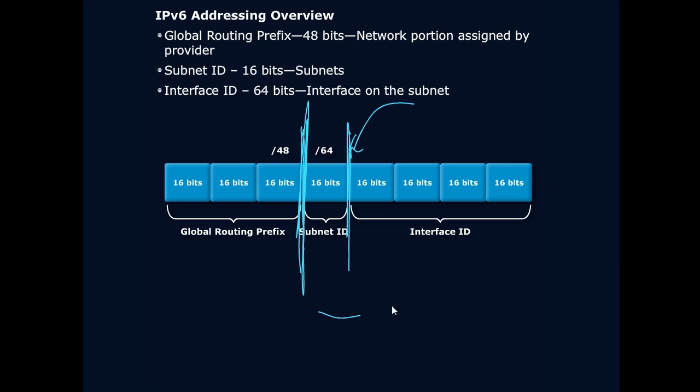Last but not least is the last 64 bits. The last 64 bits is actually the interface ID, and this is going to be our unique identifier on our networks. Think about that for a moment. I'm going to draw a line for you.